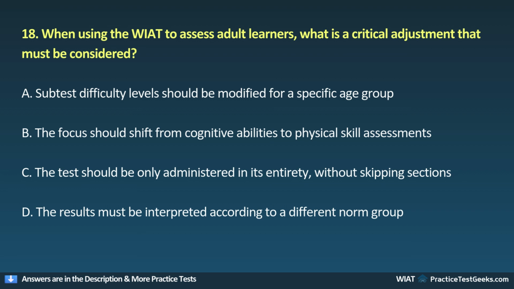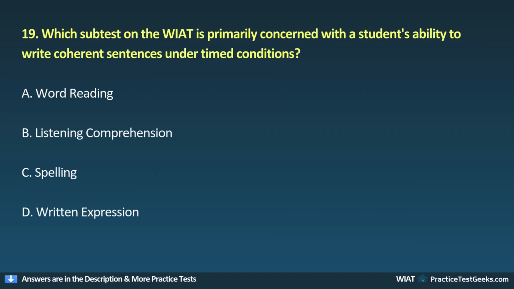A. Subtest difficulty levels should be modified for a specific age group. B. The focus should shift from cognitive abilities to physical skill assessments. C. The test should be only administered in its entirety, without skipping sections. D. The results must be interpreted according to a different norm group.